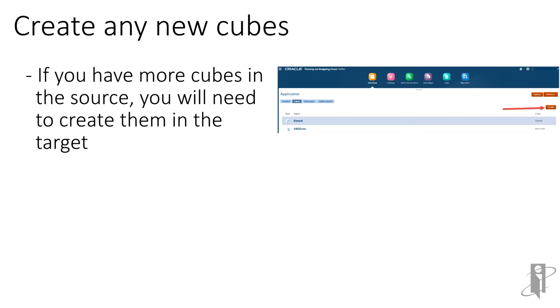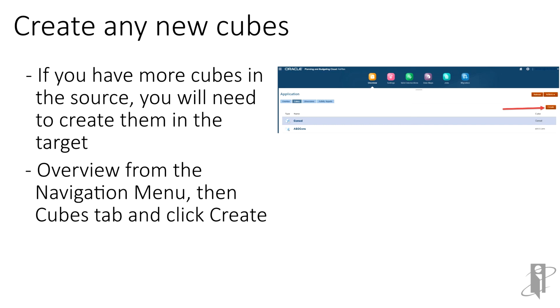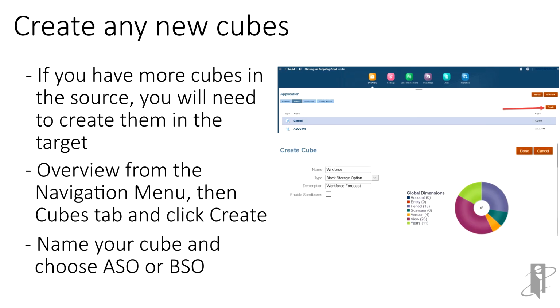Now, if you have more cubes in the source application than you do in your newly created target application, you'll need to create those now. So from the overview, from the navigation menu, click on cubes and then create. You'll name your cube and choose ASO or BSO.